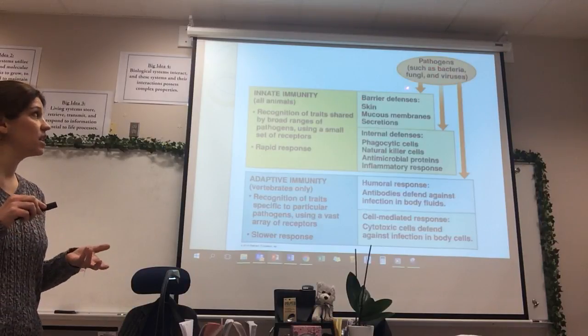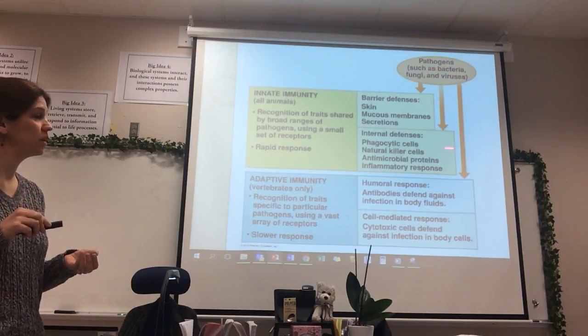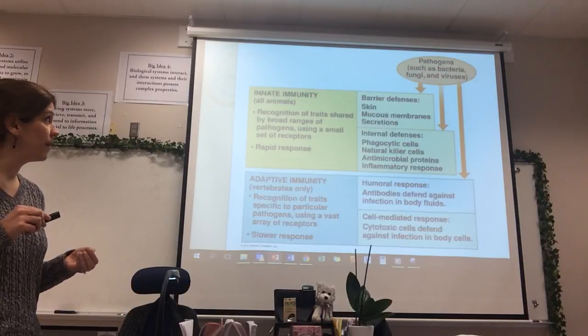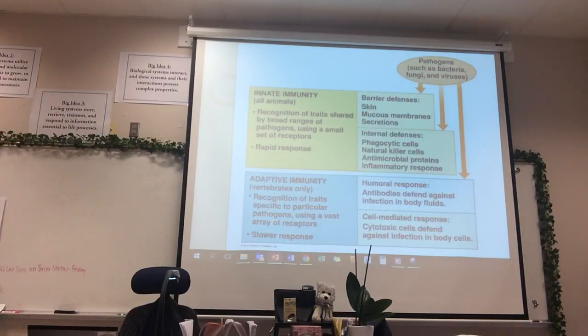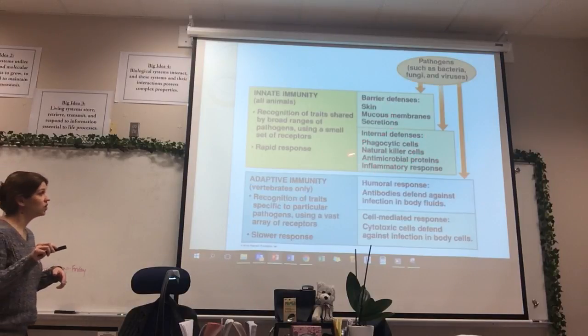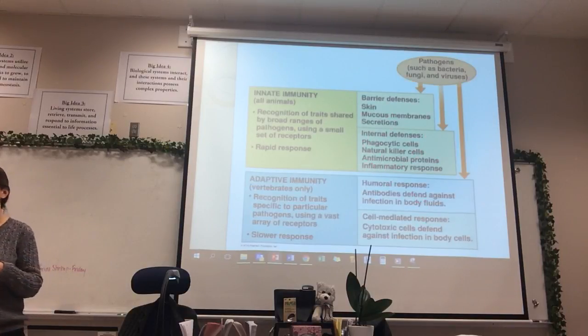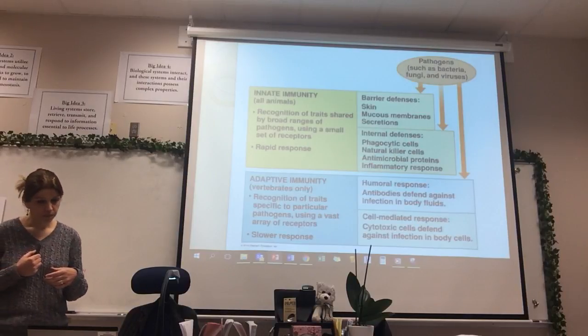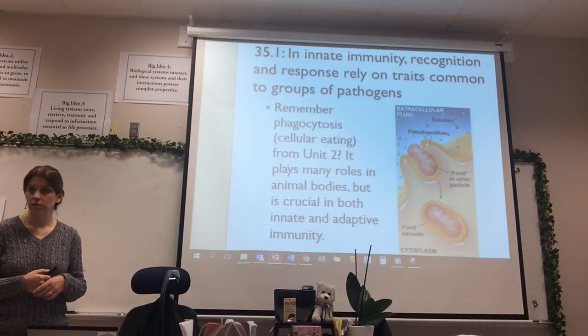But it makes sense that the pathogens would encounter these things in the order they're listed. First, the pathogens are going to encounter skin and mucus. If it gets past your skin and mucus, then your internal defenses, the broad but fast defenses, will come into play. And if the pathogen gets past those, then that's when we'll move on to our adaptive immunity. All of that was my preamble to the beginning of lecture.